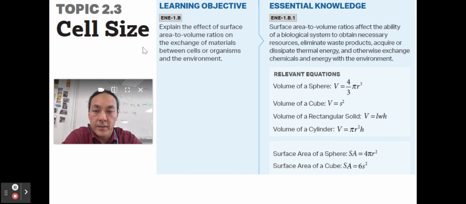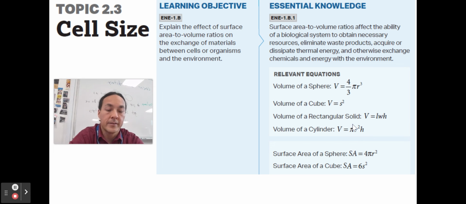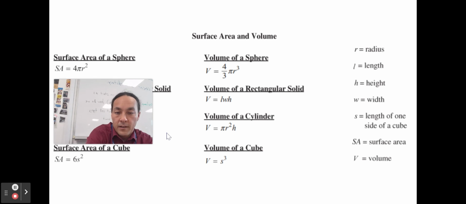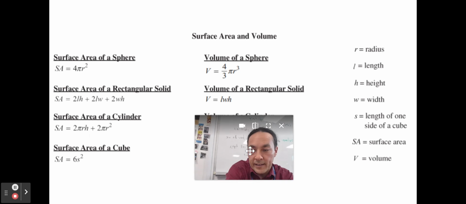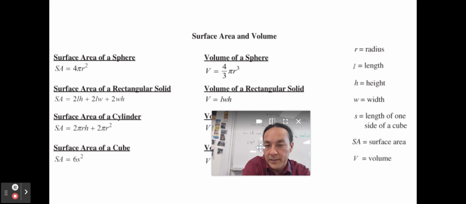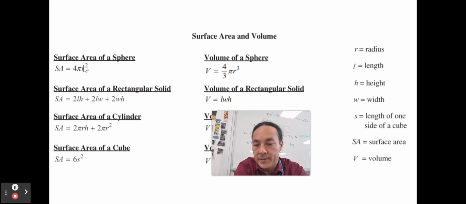All right, so for this part of the course, you're going to explain how surface area to volume ratio restricts cell size. And you need to be comfortable using these formulas. They're given to you on the test. You do not need to memorize them, but you do need to be comfortable using them. You can notice that volume is going to be cubed, whereas surface area is going to be squared. That will help you out in a second.